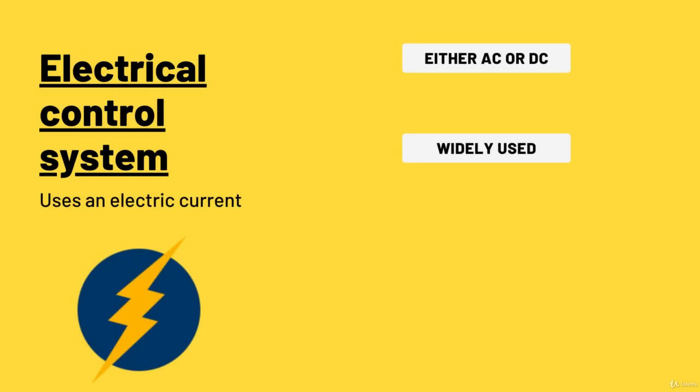And last but not the least, we have electrical control system. A control system that uses an electric current, either AC or DC, alternating current or direct current, as a source of power supply, is termed as an electrical control system. They are simple systems and are widely used in homes and industries.